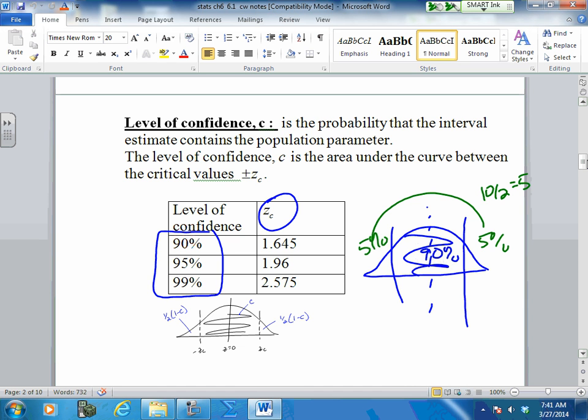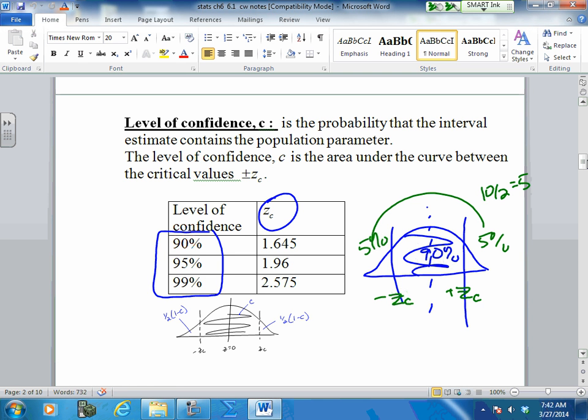From there, you can find your z-score. We've done this before. This is the negative z-score. This is the positive z-score. They're exactly the same number because your graph is symmetric. Now, we just qualify this with a little c. This is the z-score we want to use for your confidence interval.